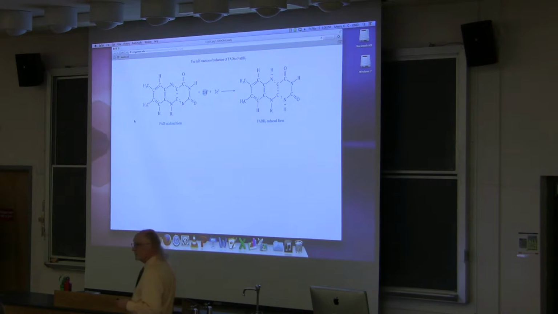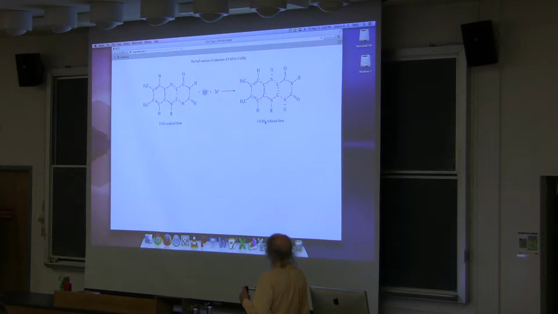In this case, we start with FAD that has no charge, and we're adding 2 electrons and 2 protons. That's a net gain of charge of 0, so we start with 0 and we end with 0. On the right, we have what's called FADH2.